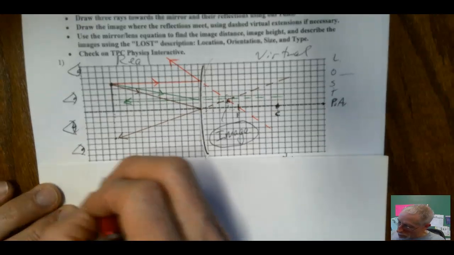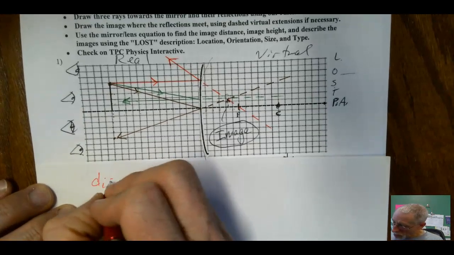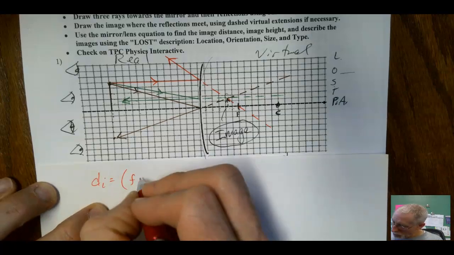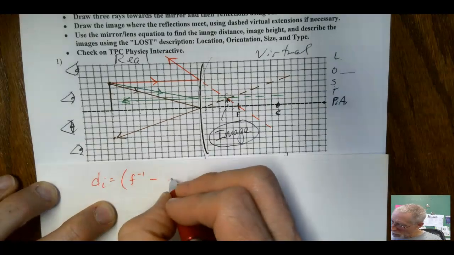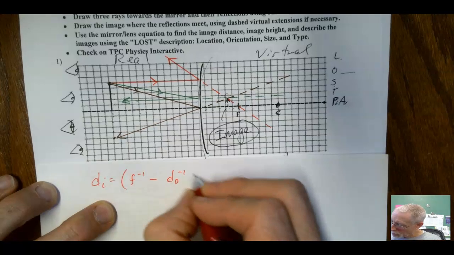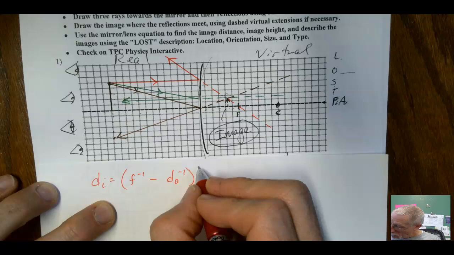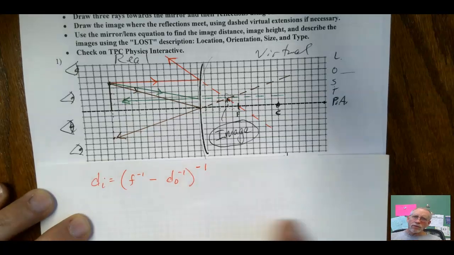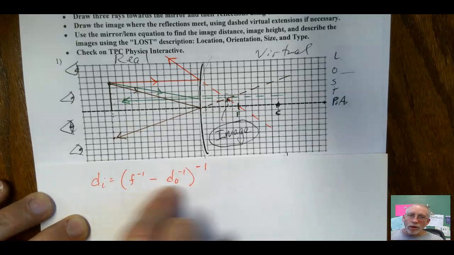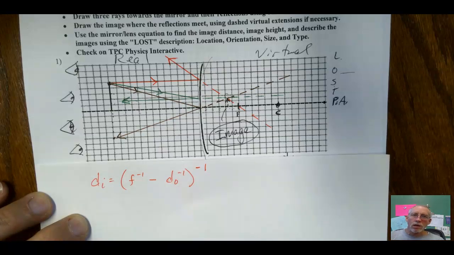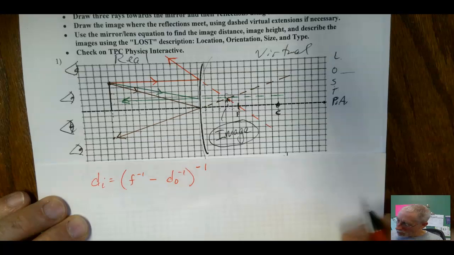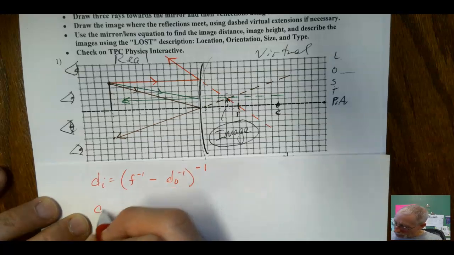So image distance, you take the inverse of the focal length minus the inverse of the object's distance from the mirror. Remember, when we measure these distances, we're measuring along the principal axis, and then we have to invert that. Okay, if you're not sure where this equation comes from or how it looks like the other one, have me show you that, or find a math major, as one of my teachers used to tell me.